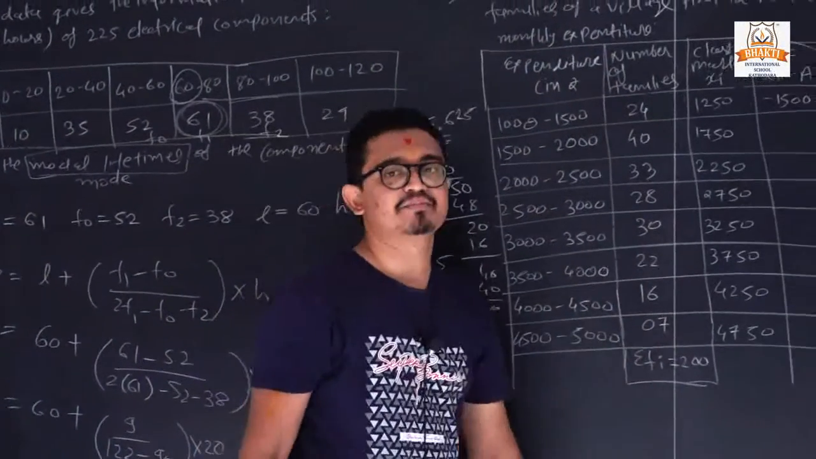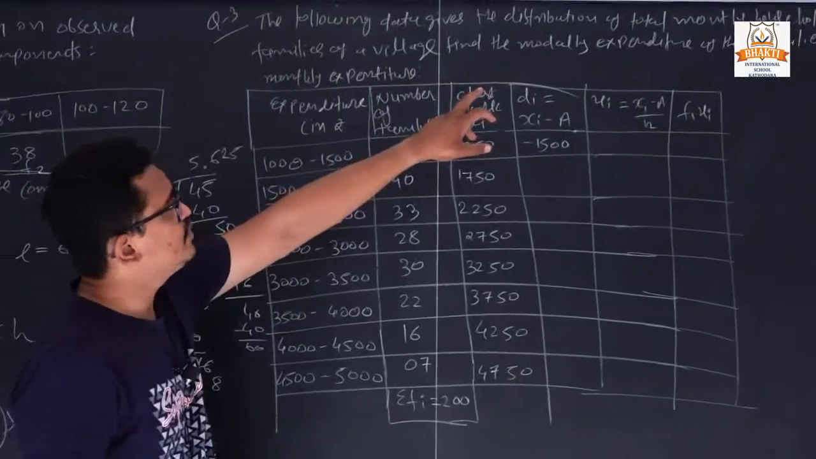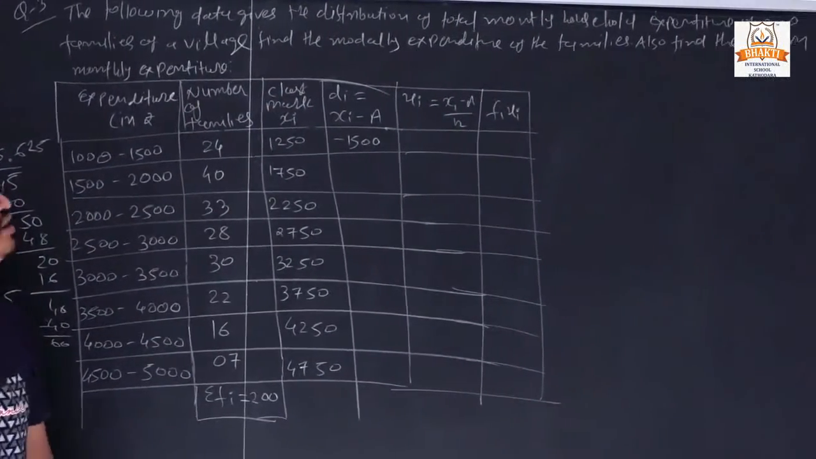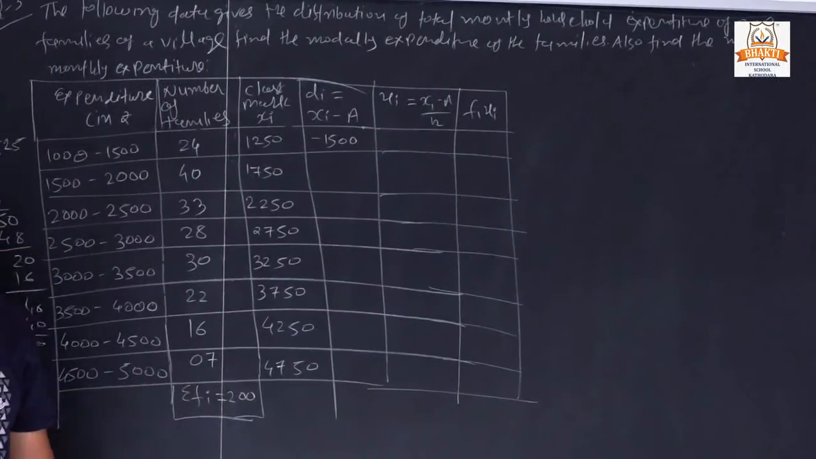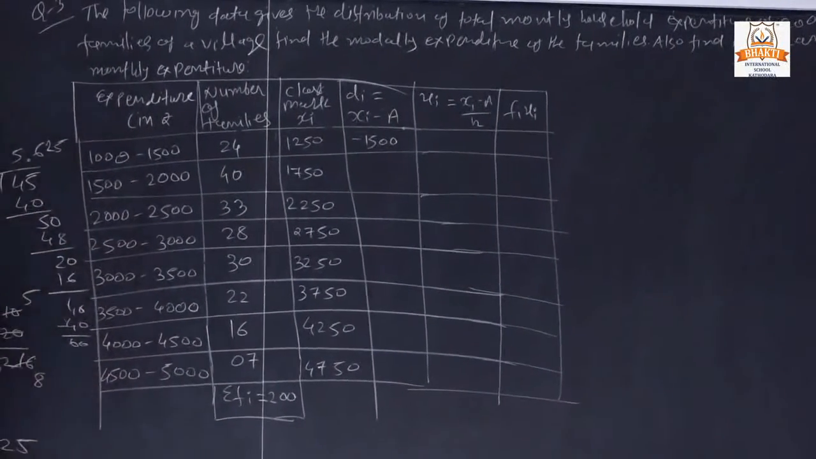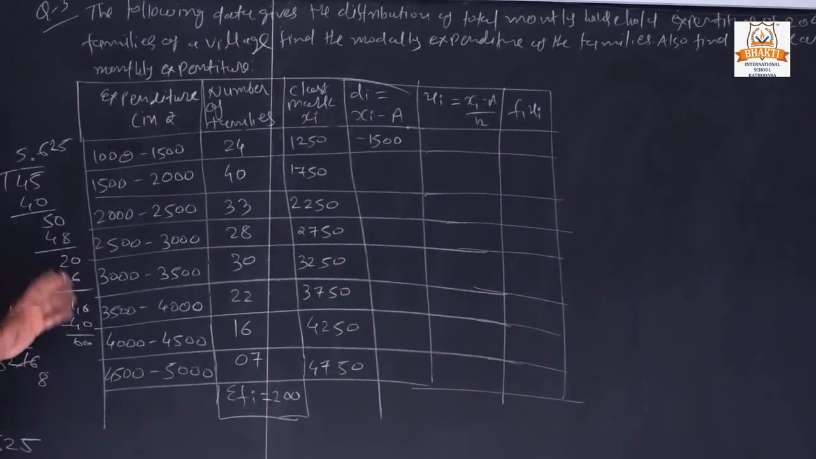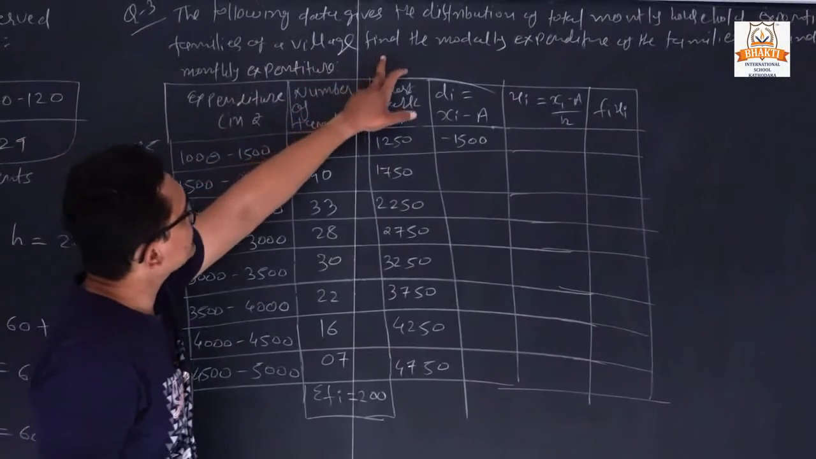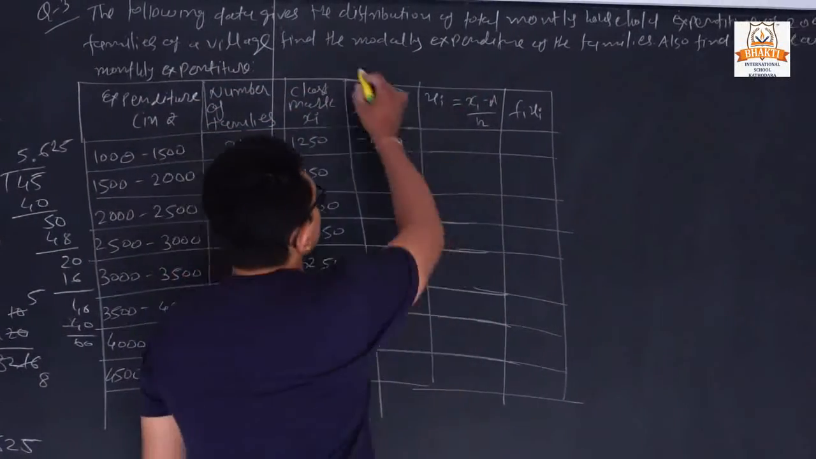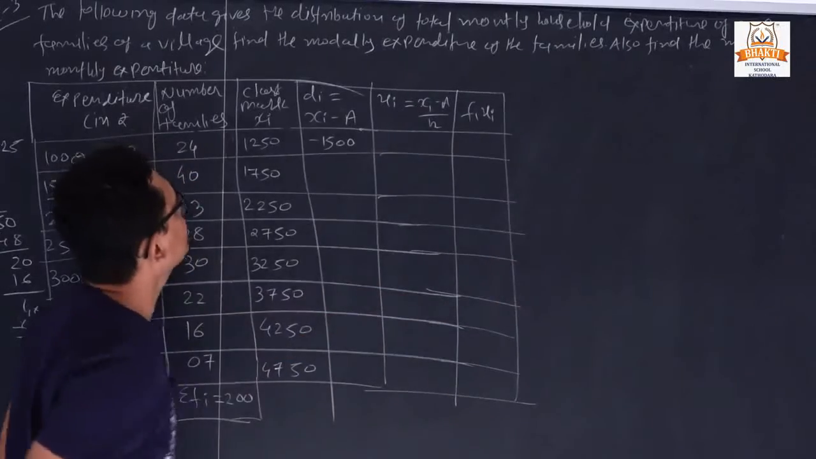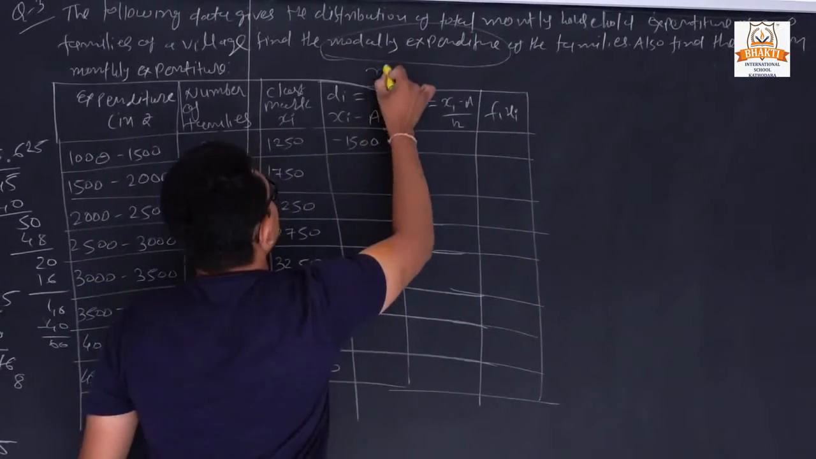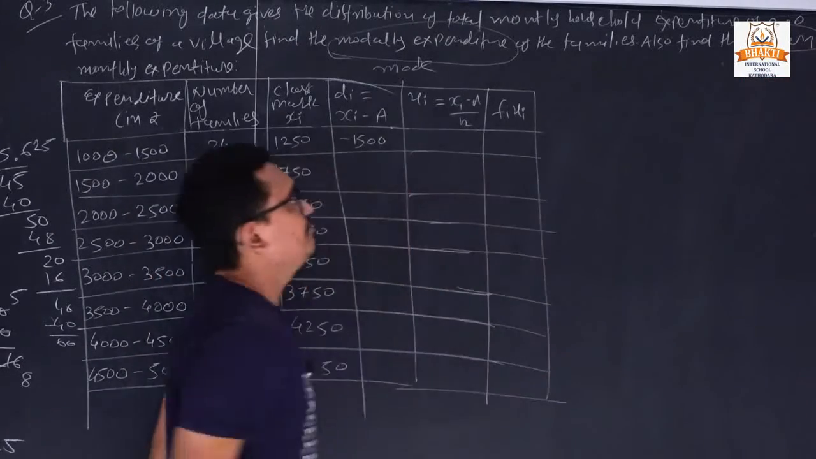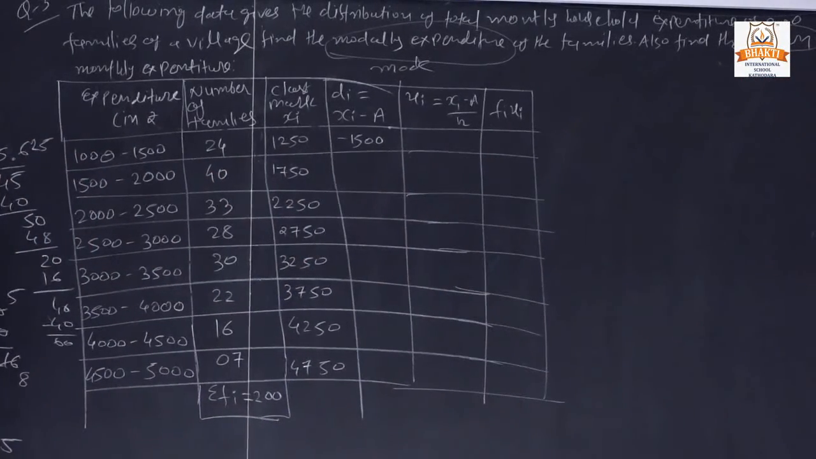It is question number 3. The following data gives the distribution of total monthly household expenditures of 200 families. So the families and their expenditures are given. Expenditure means outgoings. They are asking to find the modal monthly expenditure of families and also to find the mean. Monthly expenditure means what? Mode. Clear? And second, they are also asking to find the value of the mean. So we need to find the mean as well as the mode.